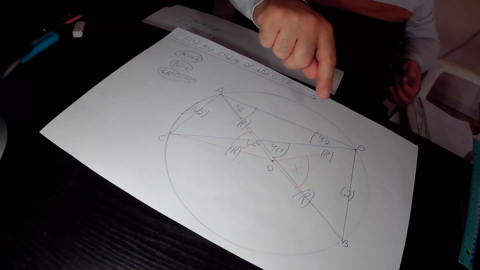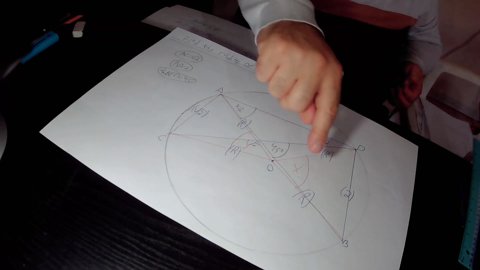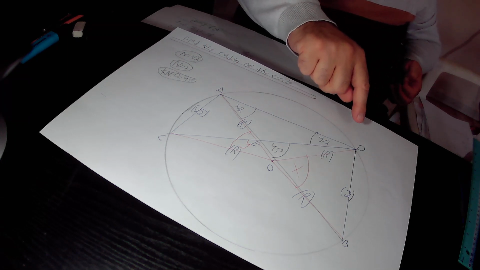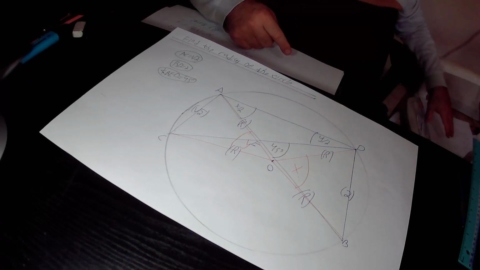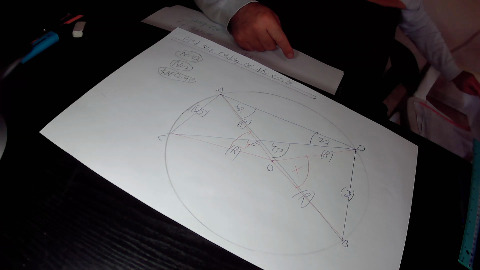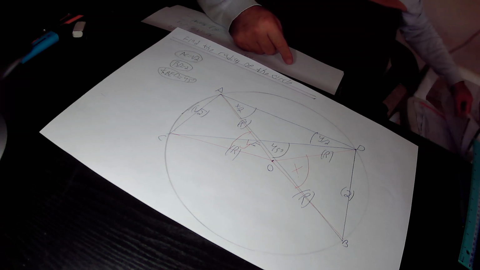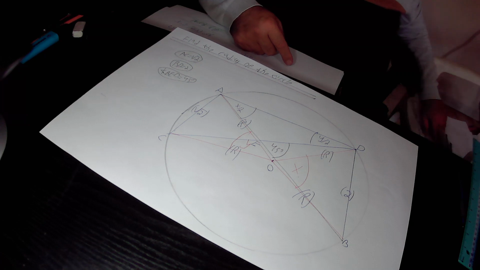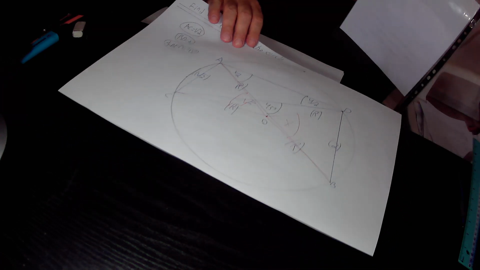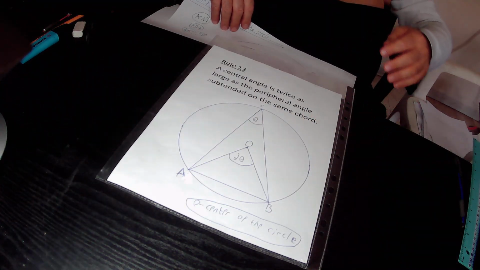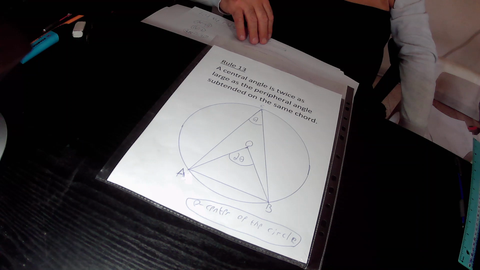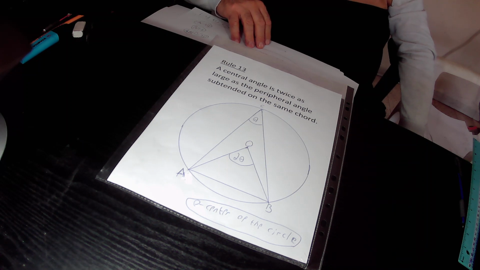That is exactly like peripheral angle BAD, which is also subtended on the same chord DB. And therefore we can implement rule 13 here. So quickly on rule 13: according to rule 13, the central angle is twice as large as the peripheral angle subtended on the same chord.